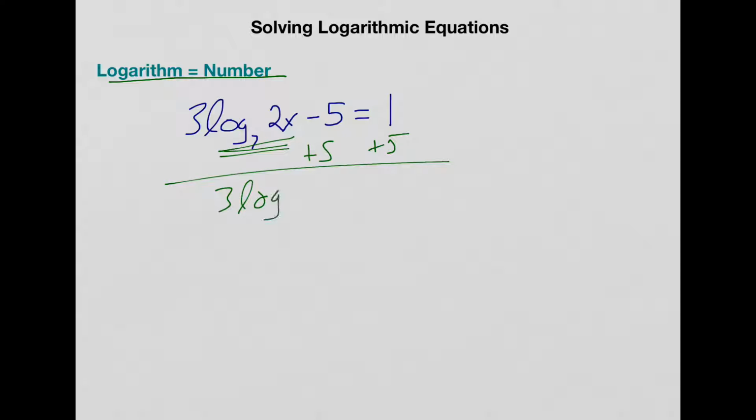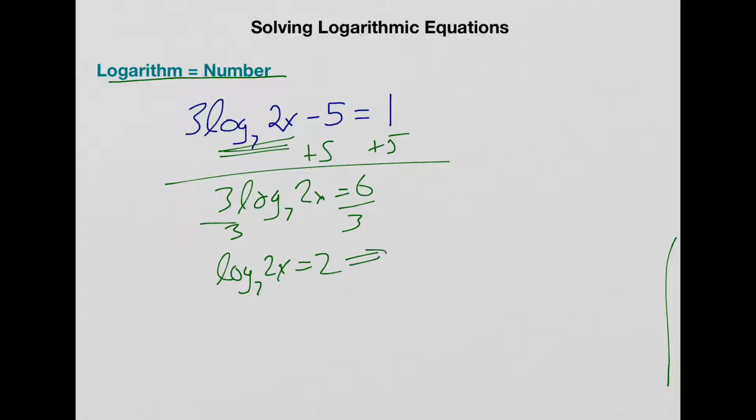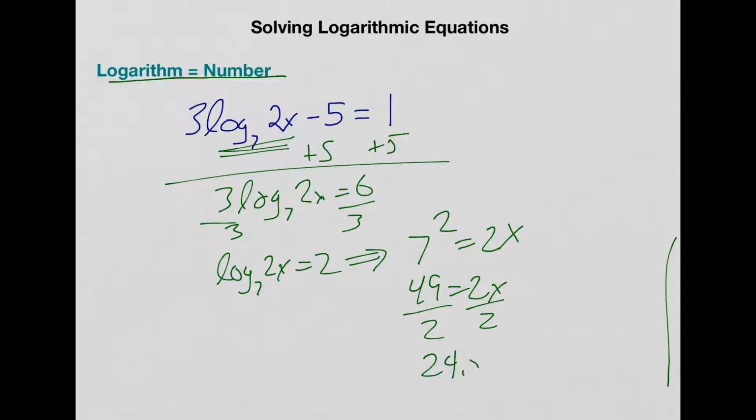3 times the log base 7 of 2x equals 6. I'll divide by 3. I'll get the log base 7 of 2x equals 2. And I'll take this over to exponential form. 7 squared equals 2x. And now we have a nice problem. 49 equals 2x. Divide by 2. And 24.5 equals x. Ta-da!